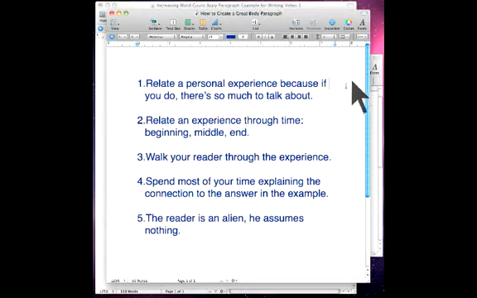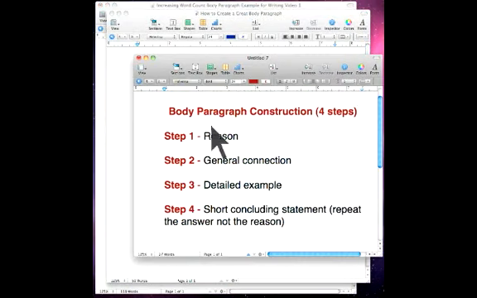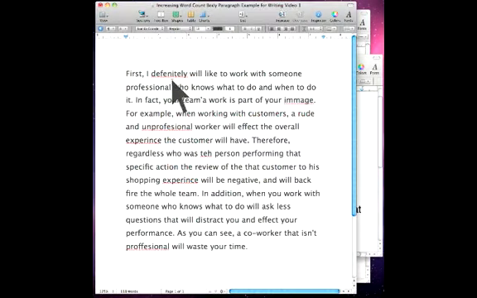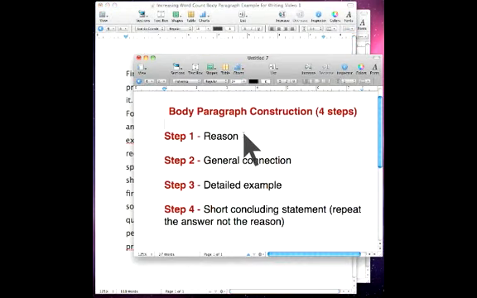And the first thing that I'm looking for to evaluate this is the reason. Clear, simple statement. So we read it. "First, I definitely will like to work with someone professional who knows what to do and when to do it." So again, this was characteristics of a good coworker. First characteristic is professional. So even though it's not a reason, it satisfies that point, making the point and the idea of the paragraph clear. We're going to discuss why professionalism in a coworker is important.